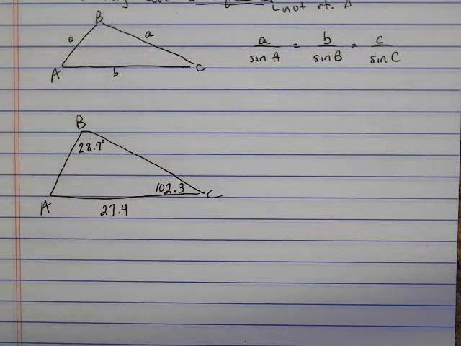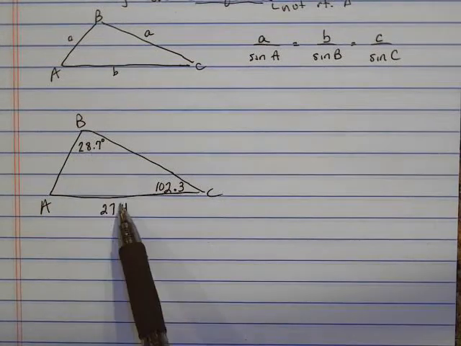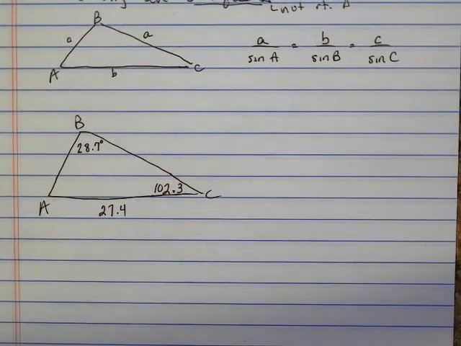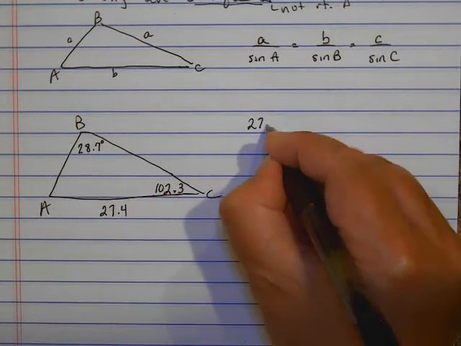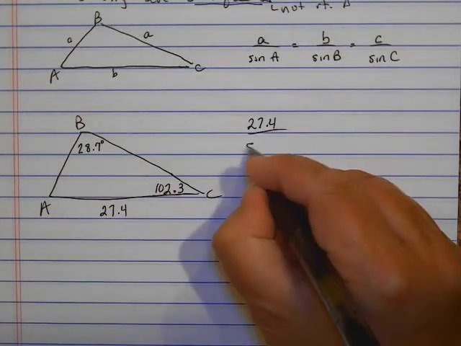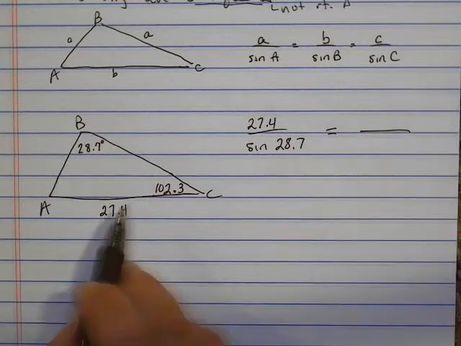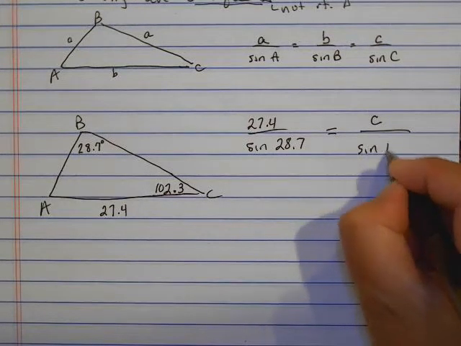Now, in order to use law of sines, you have to have one set where you know the angle and the side opposite. If you don't have that, you'll have to use law of cosines. So law of sines, you always have to have an angle and a side opposite. So in this case, I'm going to say side B over sine of angle B equals, and I'm going to find side C over sine of angle C.